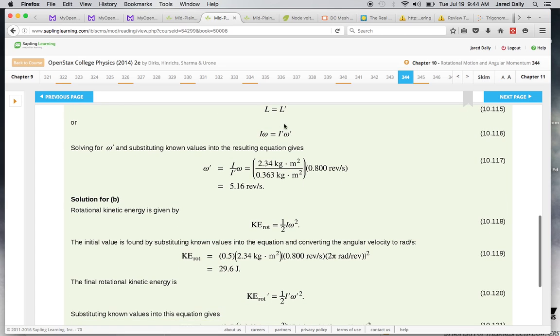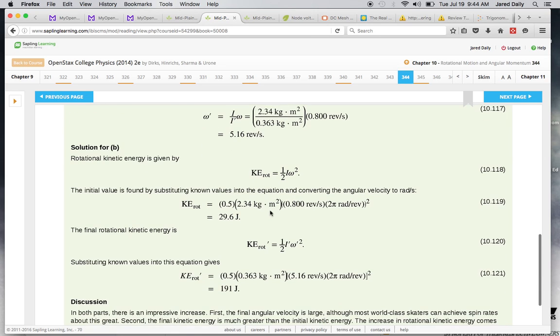And we know everything in there except the omega prime. They've given us all those numbers, so we just solve for omega prime. And then the rotational kinetic energy is just 1/2 I omega squared. We got all those numbers. We just plug them in for an initial and for a final, and we find out the initial kinetic energy is 29.6 joules, but the final rotational kinetic energy is 191 joules. So how did we add rotational energy to this system?